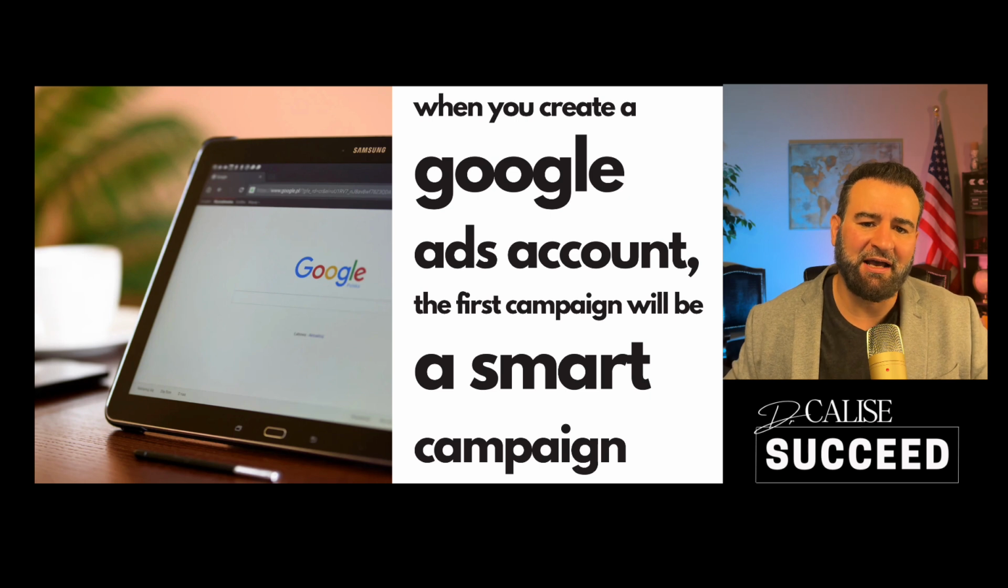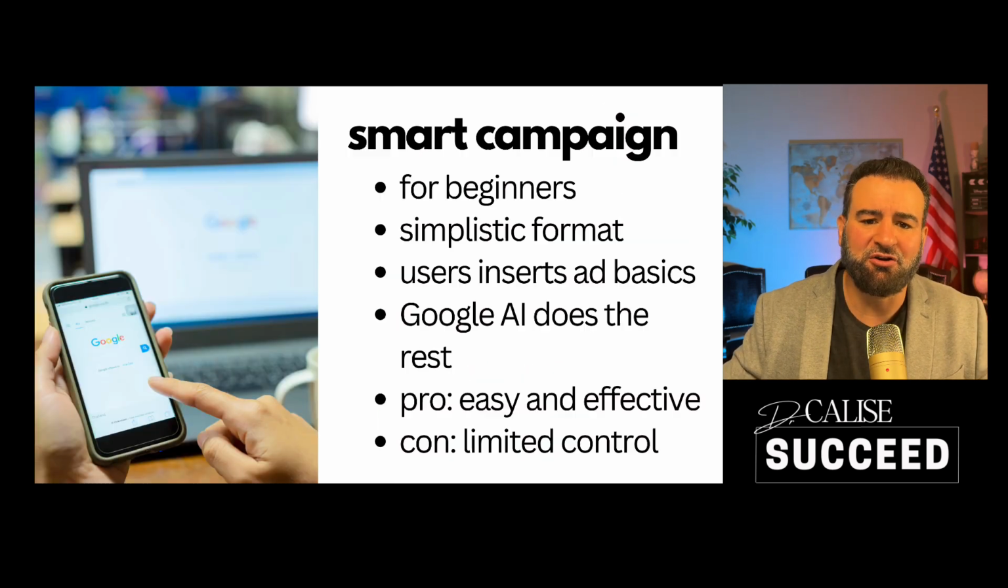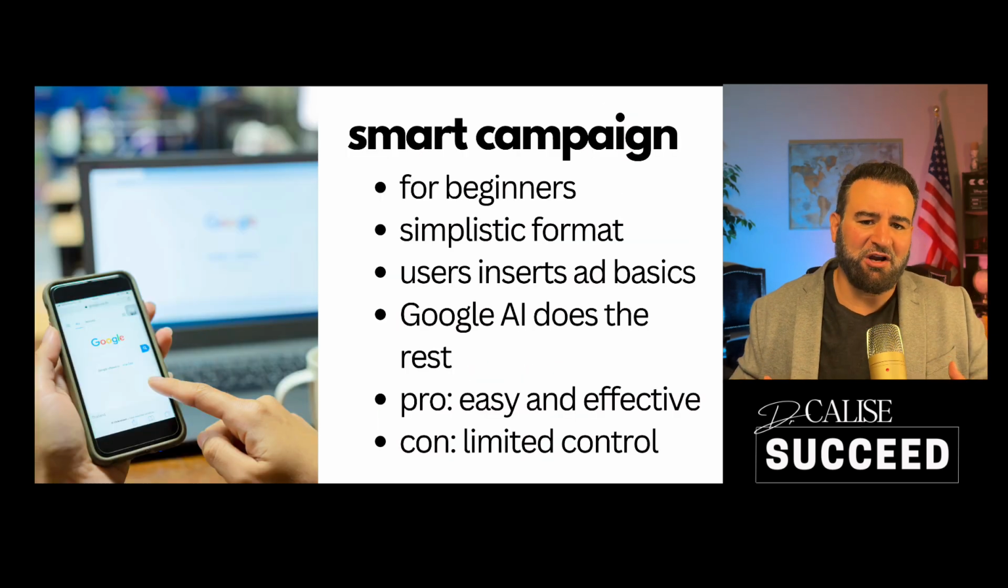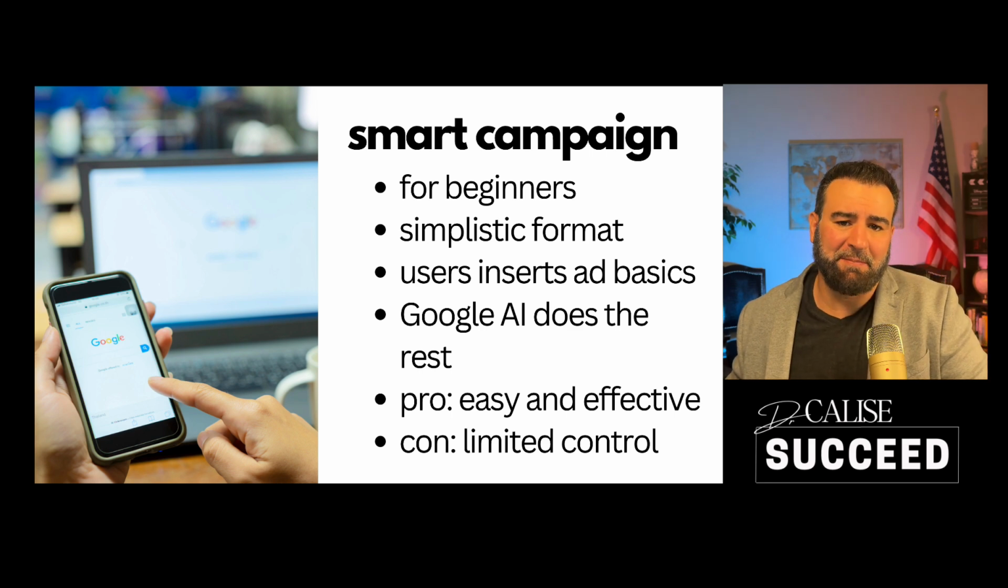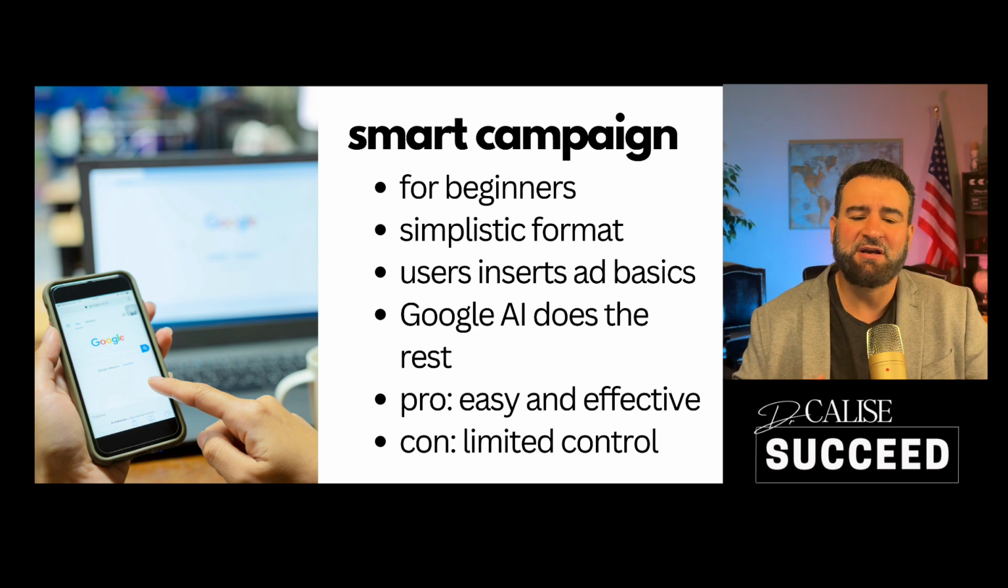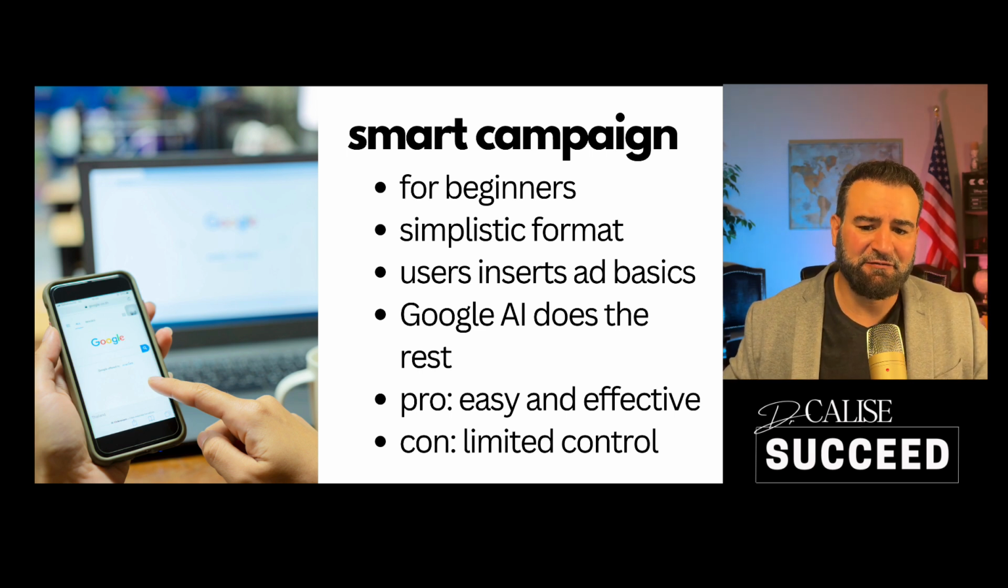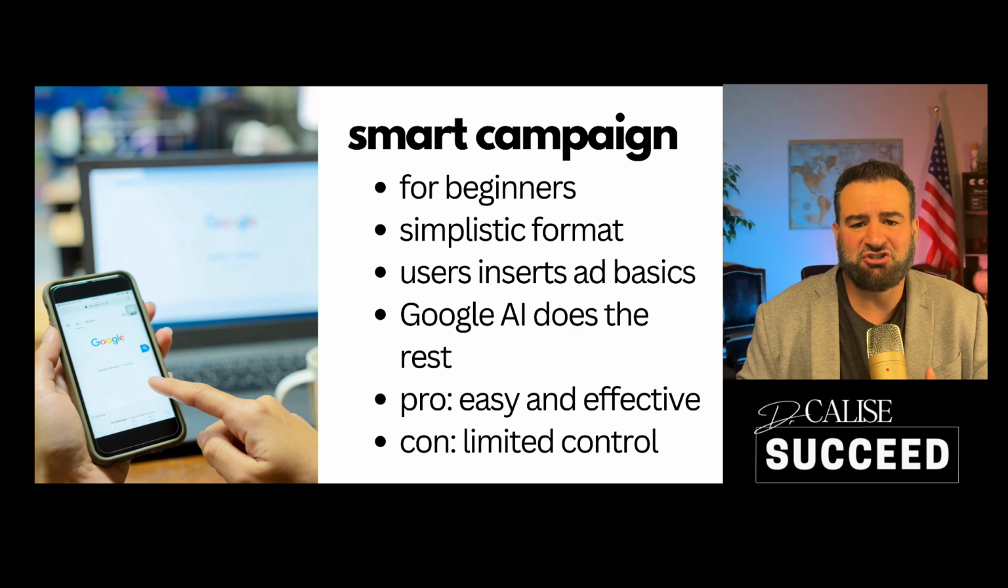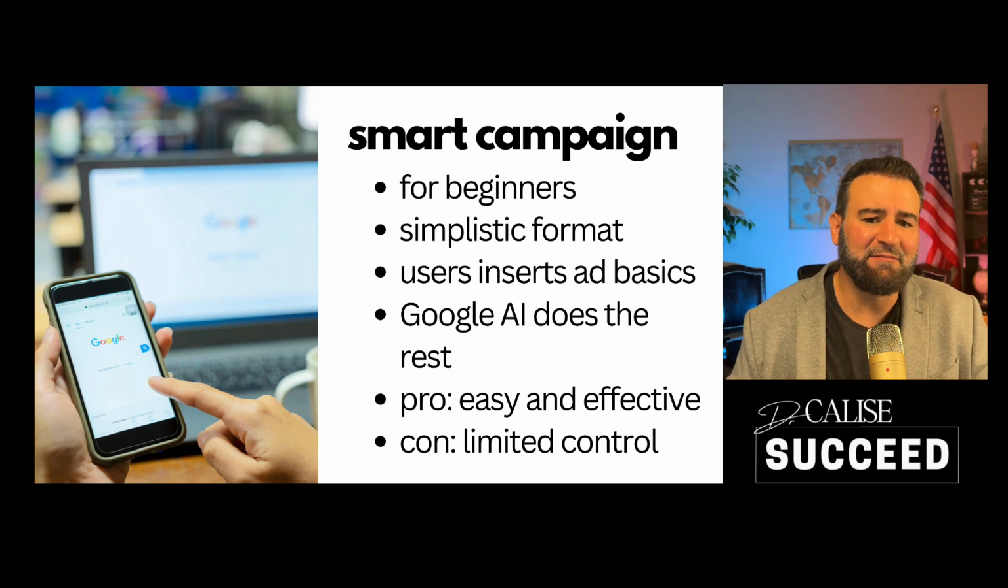So we're starting from scratch. You go into Google Ads, you log in, you create an account, and now they're going to guide you through a number of steps to help you start and set up your smart campaign. So here's the main question. What exactly is a smart campaign? All right, like we said before, a smart campaign is designed for beginners. Why? Because it's very simplistic. Has a simplistic formula, has a simplistic format. You will insert the basics of your ad and the basics of basic keyword themes and the basic location that you're looking for. And then Google's AI actually does the rest for you.